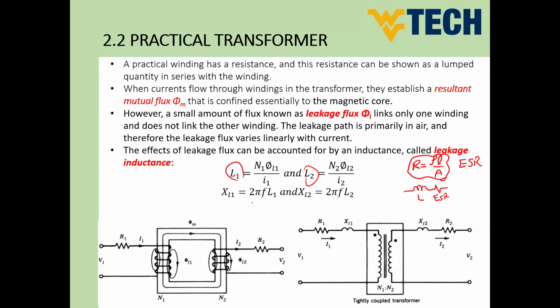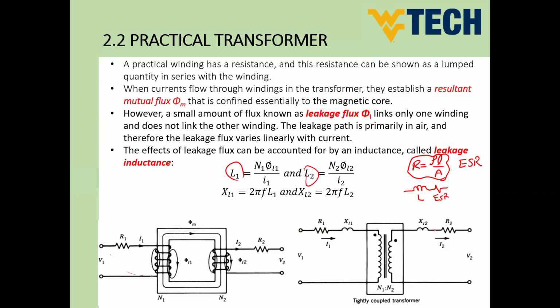You know that reactance is nothing but omega L, and omega is 2 pi F. So 2 pi F L1 is XL1, and XL2 is 2 pi F L2. So we can now replace the windings of the first coil by R1, which is the equivalent series resistance of the coil itself, and XL1, the leakage inductance of the primary winding. So this is now our impedance of the primary side.